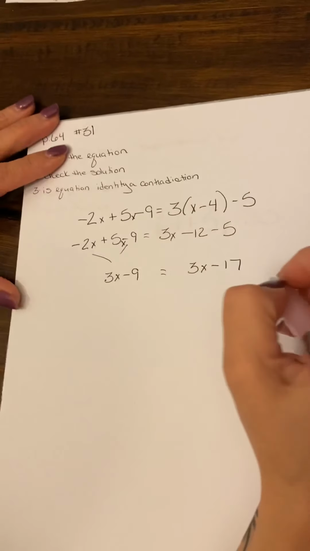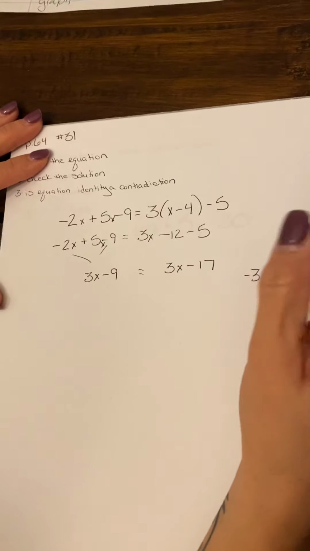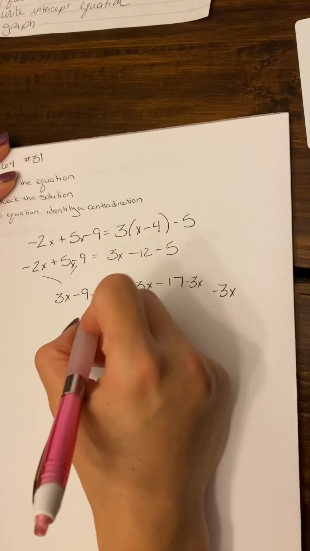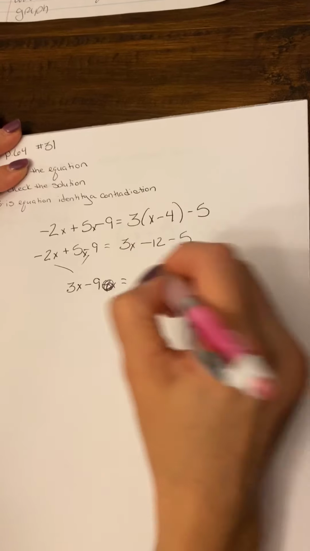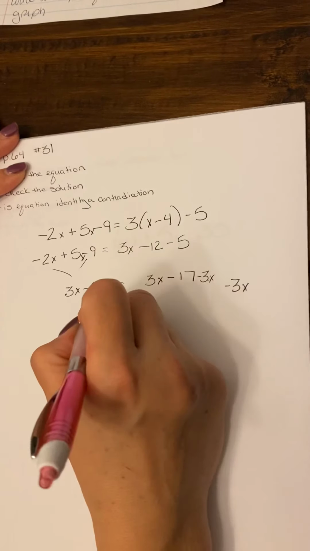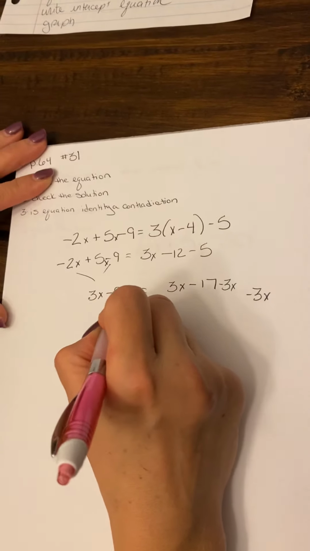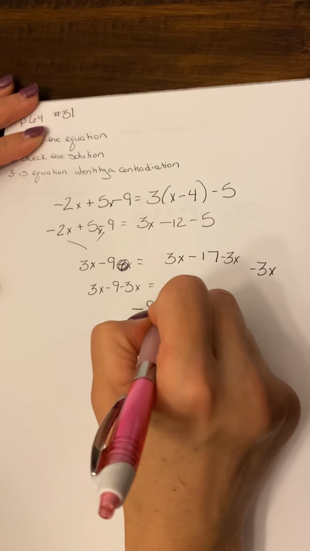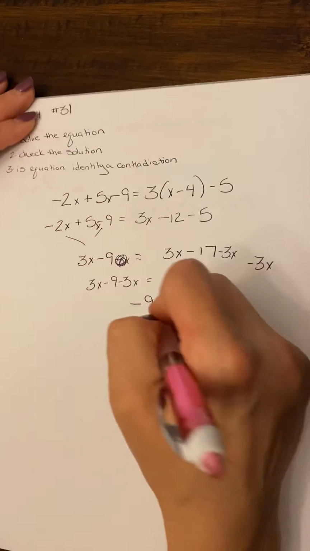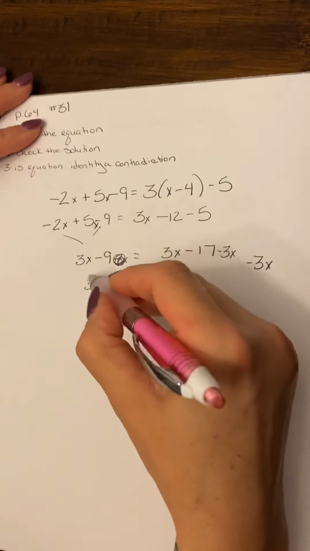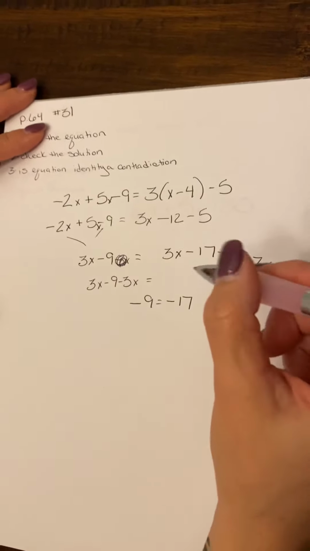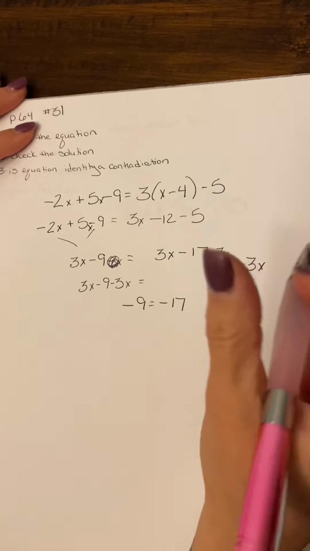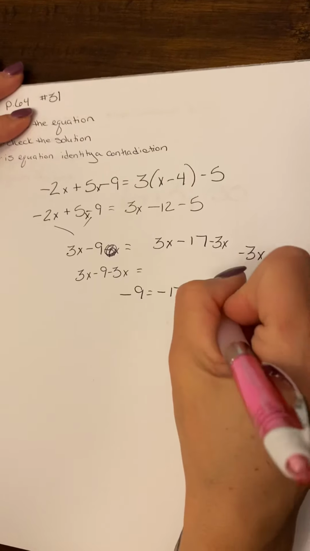And then to isolate the x, I'm going to subtract 3x from both sides. Not both sides, this side. And -9 equals -17 because 3x minus 3x gives me no x. Therefore, it's a false statement, which makes the equation a contradiction, and the solution set is the empty set.